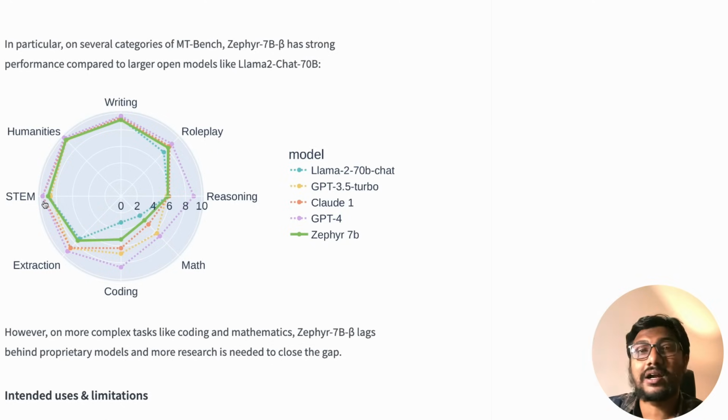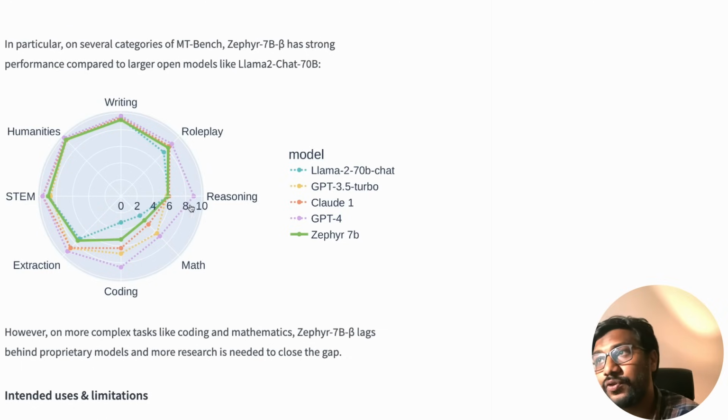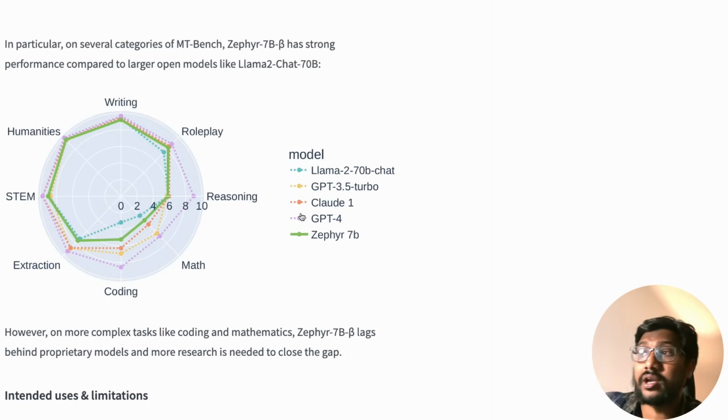The problem starts, even if you compare it with reasoning, where GPT-4 is way ahead, but the problem starts especially with math and coding. So this is a model that is extremely good at, for example, STEM, humanities, writing, role play, and reasoning, but not so good at coding, extraction, and math.